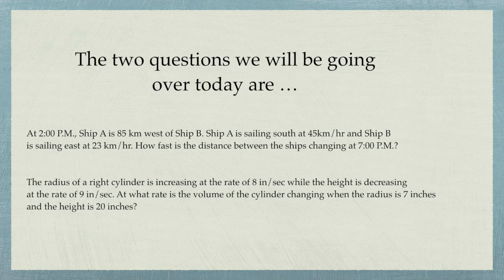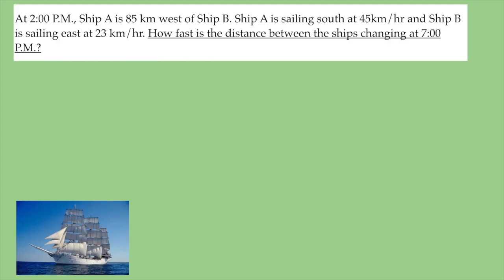At 2 p.m., Ship A is 85 kilometers west of Ship B. Ship A is sailing south at 45 kilometers an hour, and Ship B is sailing east at 23 kilometers an hour. How fast is the distance between the ships changing at 7 p.m.? So we're going to draw a right triangle because we have our starting point, and Ship B is traveling east while Ship A is traveling south.